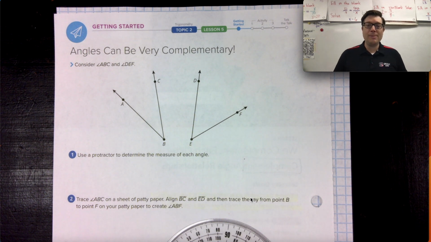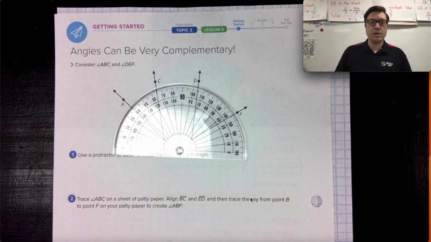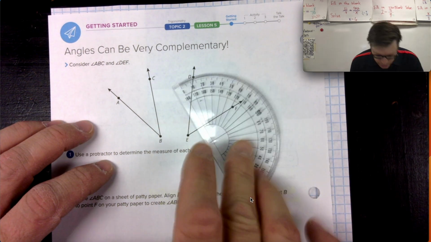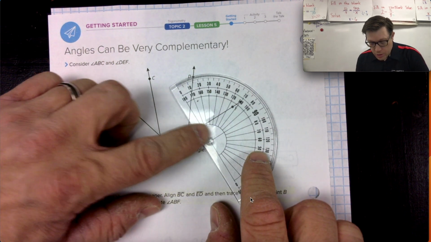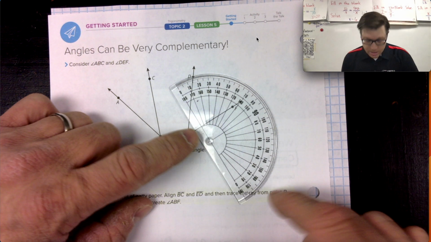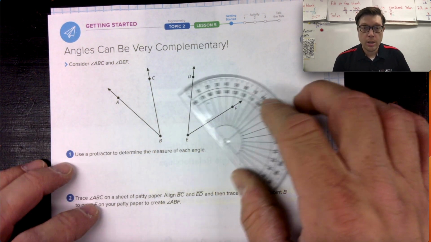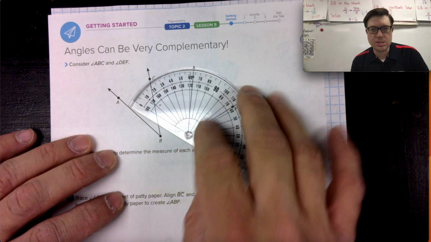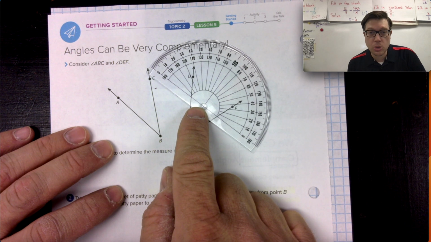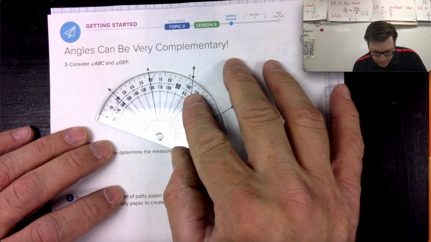Consider the angle ABC and angle DEF. Use a protractor to determine the measure of each angle. So to do that, remember in a protractor, you have the degrees along the outside edge, and then you have this dot in the middle, and that dot represents the center of the rotation, the center of the angle relationship. This cross or this open circle, this dot, that needs to go on the angle.